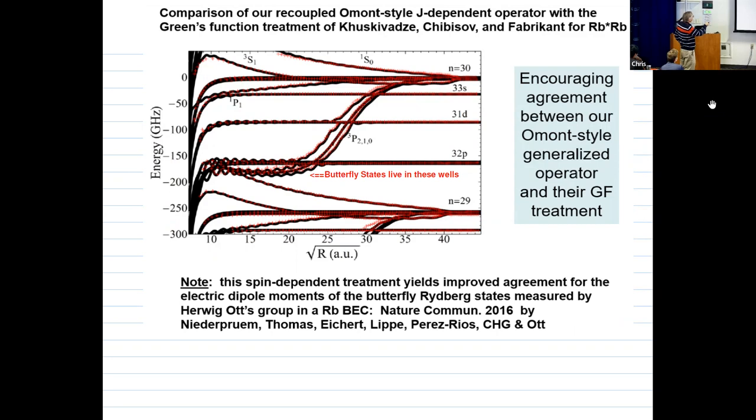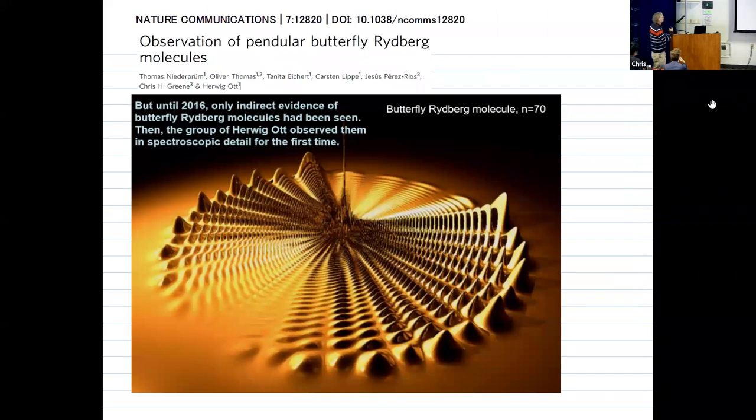How they experimentally probed these and measured the permanent dipole moments of those things, and the pendular quantum states that live in those wells. This was a Nature Communications article in 2016, driven by Hervig Ott's group, student working at that time, Peter Plunk, and with Jesus Perez Rios, and I were involved in some of the theory aspects of this. This is the butterfly state that we're trying to see. It had never really been observed very directly until this work. Quite impressive experiment. This is N equals 70.